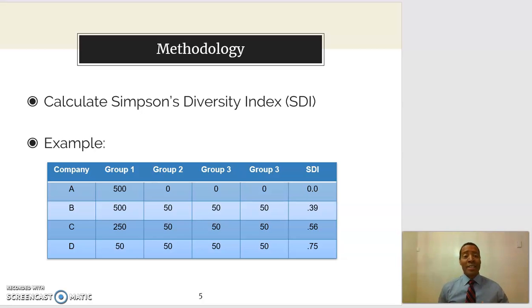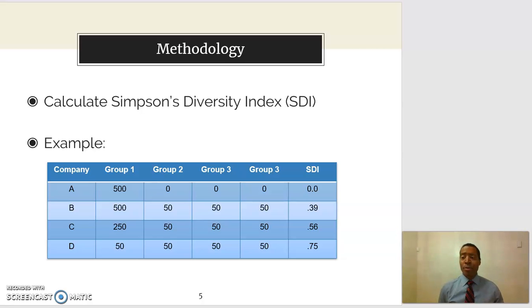Once I collected all the data from the EEO1s, I then calculated the Simpson's Diversity Index. This index was developed by Edward Simpson in 1949 to address diversity of a species within an ecosystem. This index is very well suited for measuring diversity within a company. It provides an objective, time-tested measure of diversity. The example here shows how the index provides a way to objectively compare diversity across firms of different sizes.